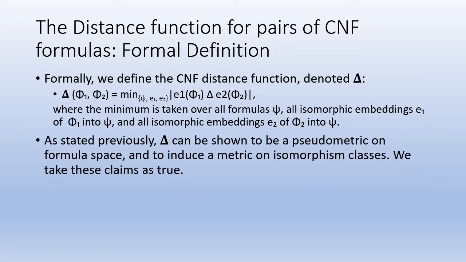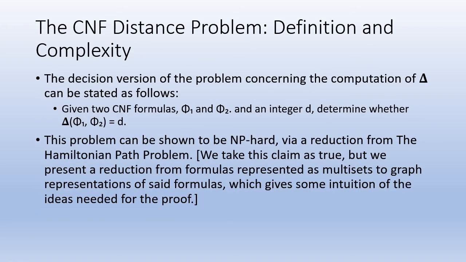In this slide, we can see the formal definition of the distance function for pairs of CNF formulas. As stated previously, this distance can be shown to be a pseudometric on the formula space and to induce a metric on isomorphism classes. We take these claims as true. The decision problem associated with the CNF distance, which we have called the CNF Distance Problem, can be stated as follows. Given two CNF formulas phi1 and phi2 and an integer d, determine whether their distance is equal to d.